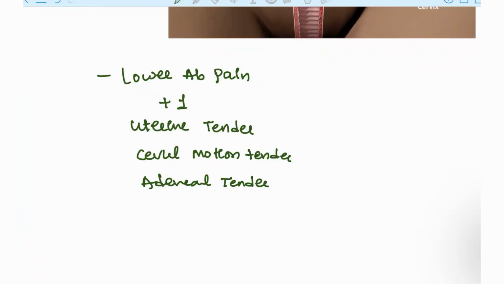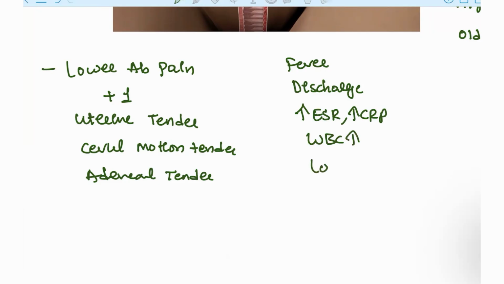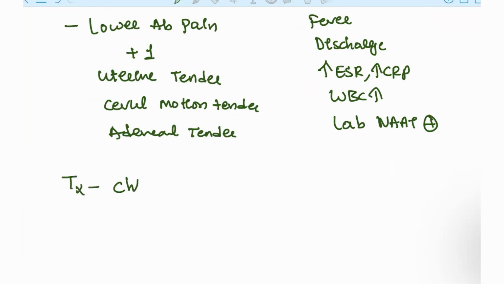Then if we see the other findings, with inflammation, fever will be seen, and associated with the bacteria there can be discharge, mucopurulent or purulent discharge will be seen, and inflammation will cause elevation of the ESR and CRP levels. Along with that, the WBC count will also increase in this patient. So at least the lab test, the NAAT, should be positive in this patient. And these criteria should be positive for the patients when we are doing this. Next, what is the treatment protocol? For chlamydia infections, you can proceed with azithromycin.